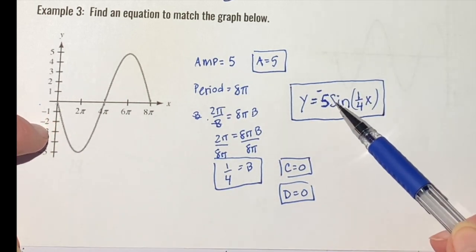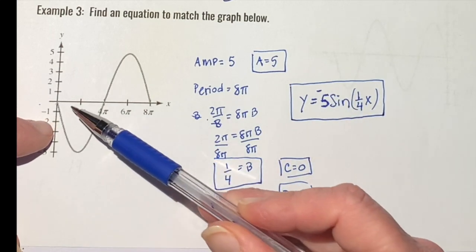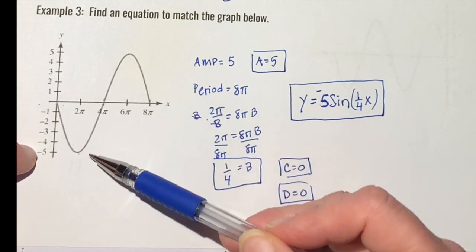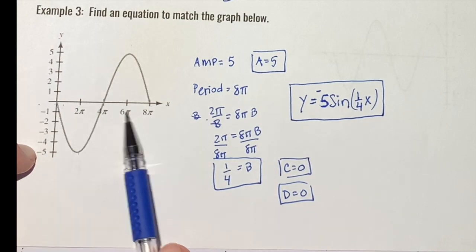A sine function starts at 0. Typically it goes up first, but because of the negative, we go down first. The amplitude is negative, so it should range between -5 and +5, and it does. And so this equation does match this graph.